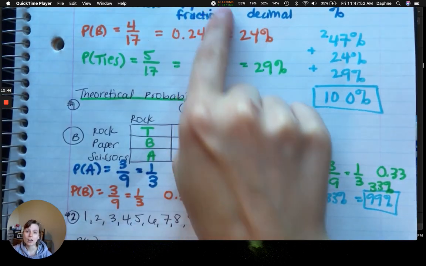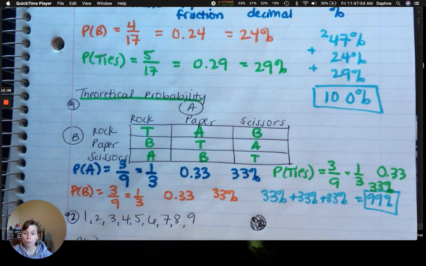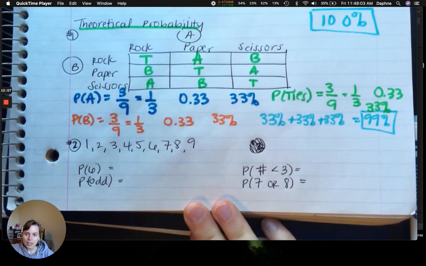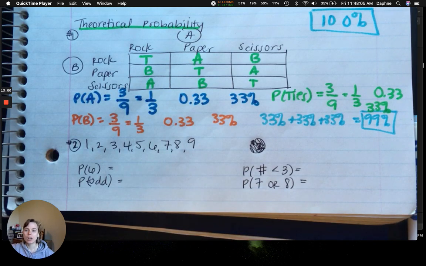Looking at your data, how far off were you? Were you around 33? Or were you higher or lower? Did you outsmart your opponent more? Or did you both think the same and you get a lot of ties? Okay, last piece. Last 2 examples. So it's 4 examples with 1 set.